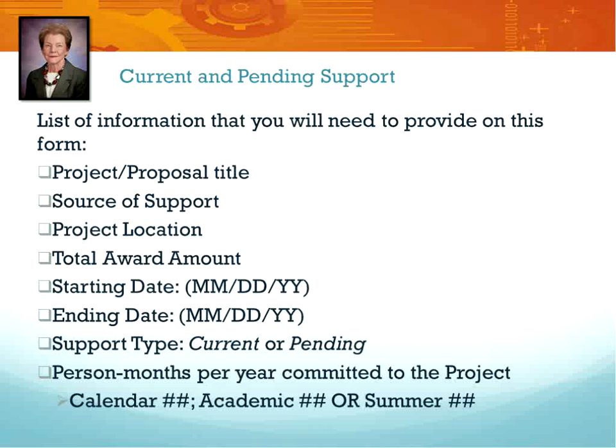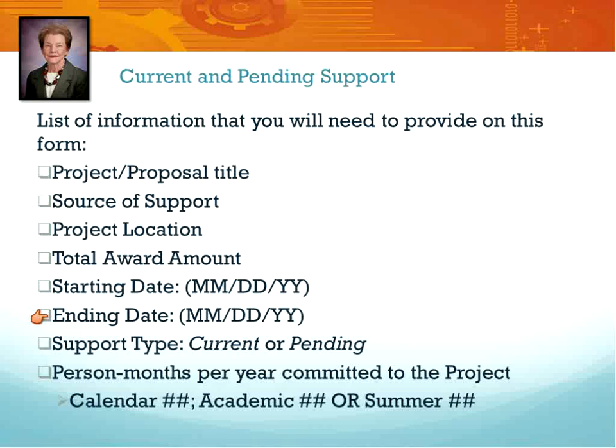The next is the project location. This is the institution who is requesting the grant or to which the grant has been funded. The next piece of information that you will need is the total award amount of that particular award. The next thing you do is the starting date, and that is for this particular project that you're reporting about, and then the ending date for that project.